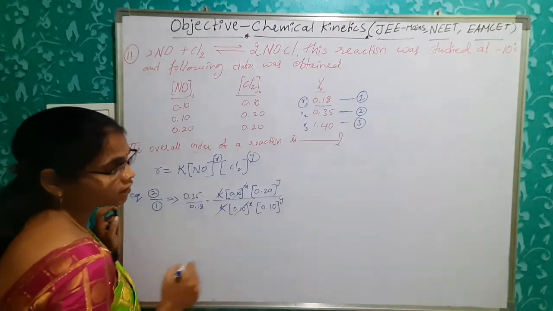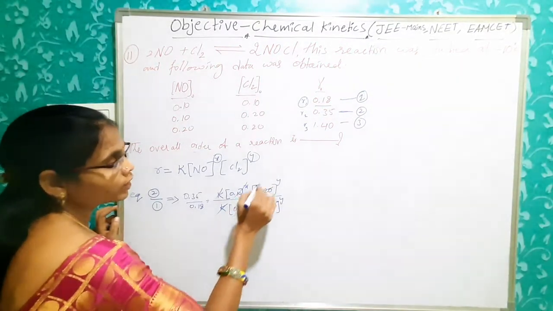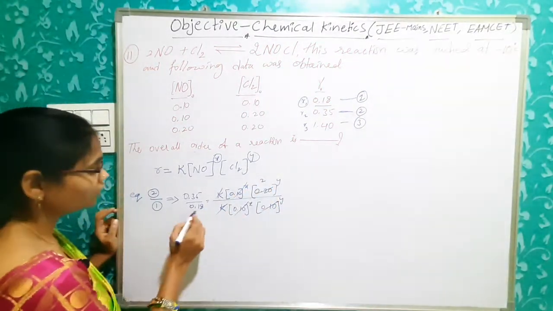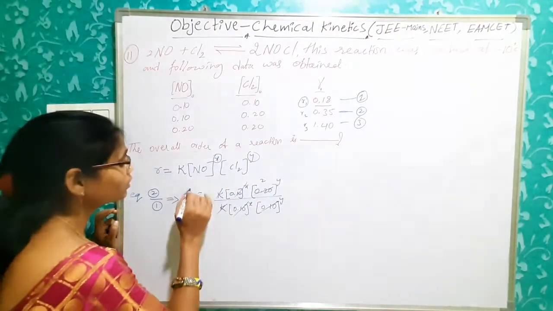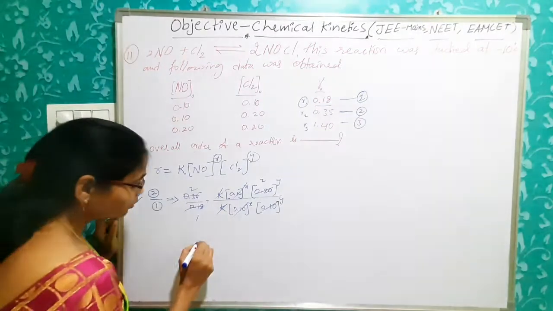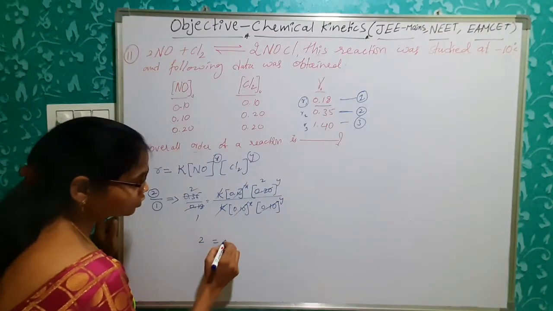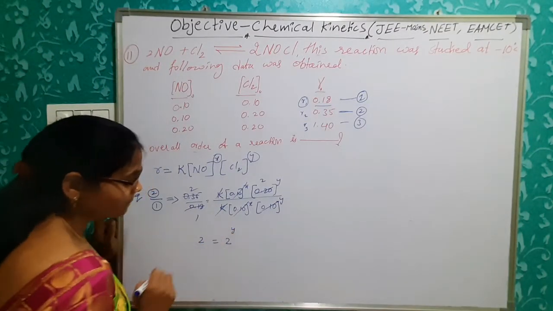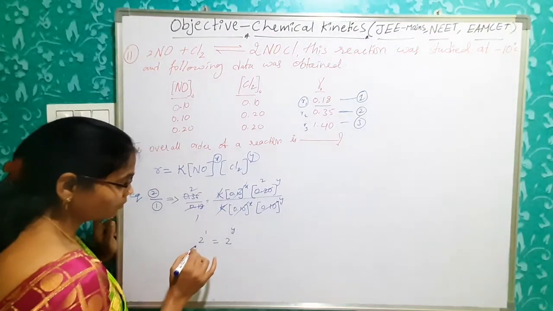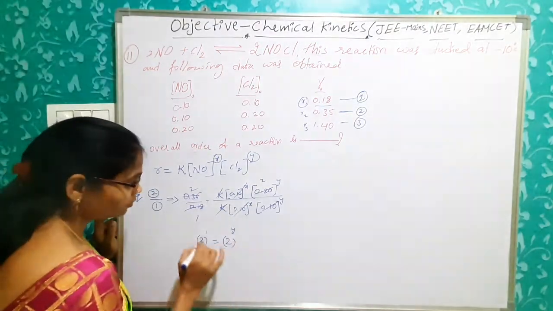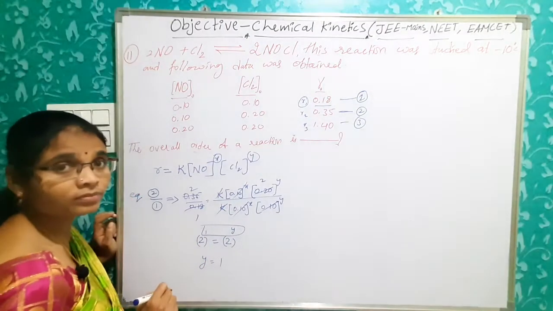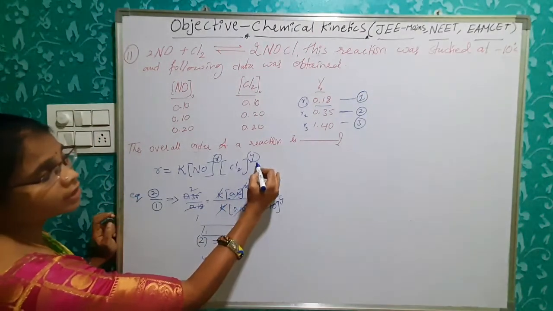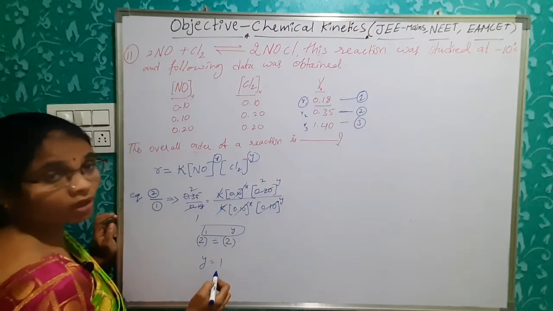0.1 power X cancels. So 0.1, 0.2, 2 times. Here almost 1.999, nothing but simply 2. So simply what you get, 2 is equals to 2 power Y. Here bases are same, automatically powers are equal. Y is equals to 1. Okay. So order with respect to Cl2 is 1.